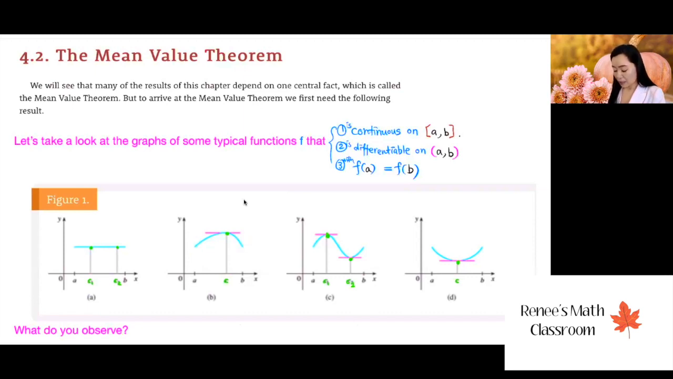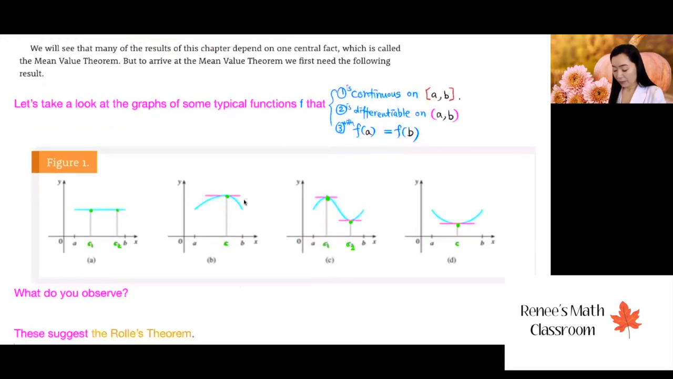So this function over here satisfies these three conditions, three hypotheses. Number one, continuous on the closed interval a to b. Differentiable on the open interval a to b. The derivative always exists on this open interval. And at the two ends, f(a) will be equal to f(b). So they're at the same level, the two endpoints. Now take a look at this function over here.